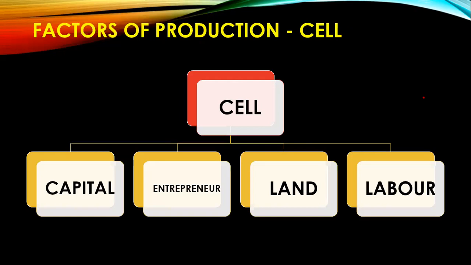Then there are 4 factors of production. CELL. CELL stands for capital, entrepreneur, land, and labor. These are the 4 factors of production which any person requires to produce a commodity. Capital, yes, you require a lot of financial resources. Entrepreneur, the first person himself who wants to start a business. Land, where you will set up your business, and labor obviously will work for you. So these are the 4 factors of production.